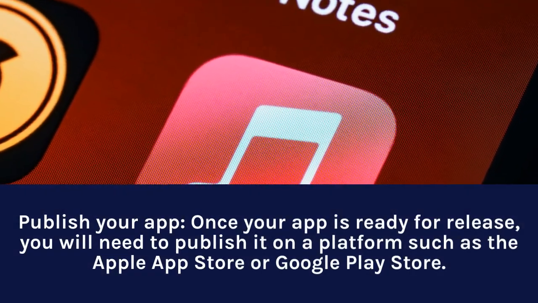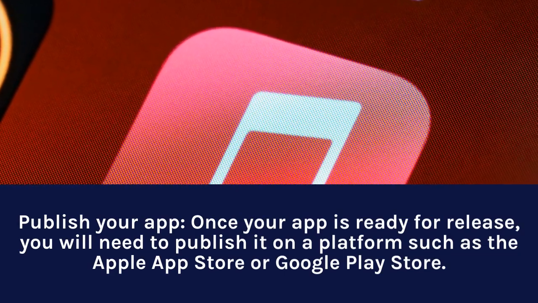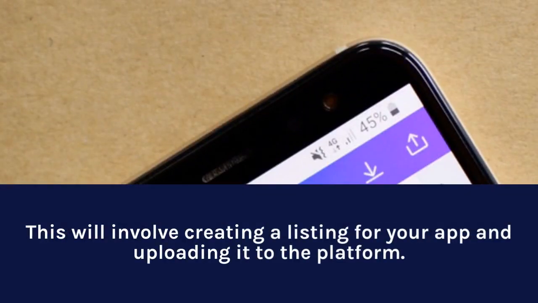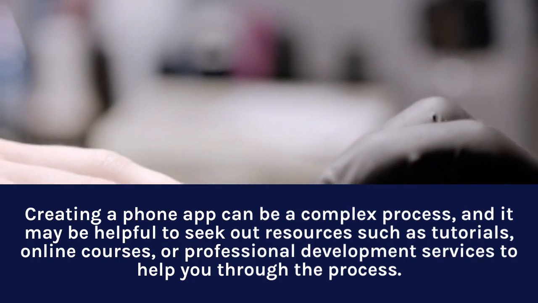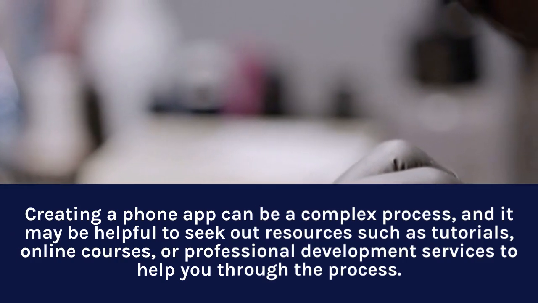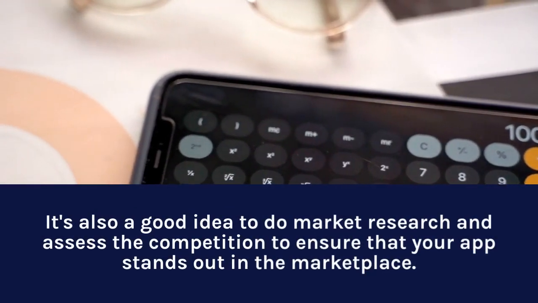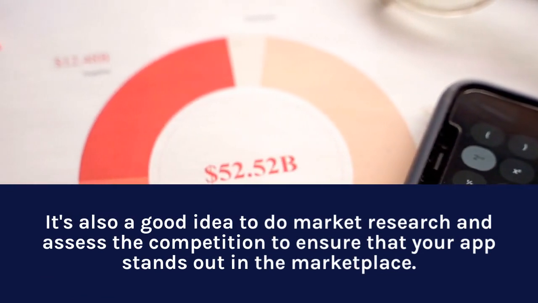Publish your app. Once your app is ready for release, you will need to publish it on a platform such as the Apple App Store or Google Play Store. This will involve creating a listing for your app and uploading it to the platform. Creating a phone app can be a complex process, and it may be helpful to seek out resources such as tutorials, online courses, or professional development services to help you through the process. It's also a good idea to do market research and assess the competition to ensure that your app stands out in the marketplace.